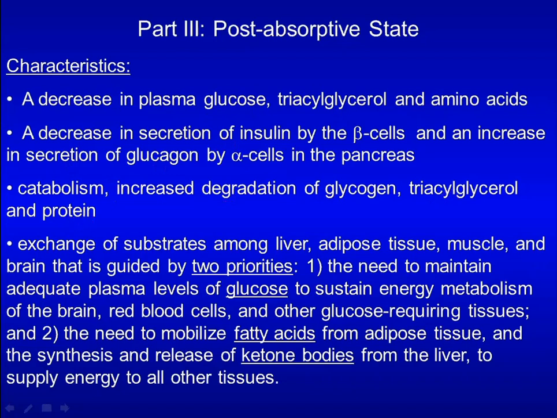At the same time, there's a need to maintain the glucose level to supply glucose to the brain and red blood cells. There's also a need to mobilize fatty acids from adipose tissues and synthesize ketone bodies by the liver and supply them to the whole body.